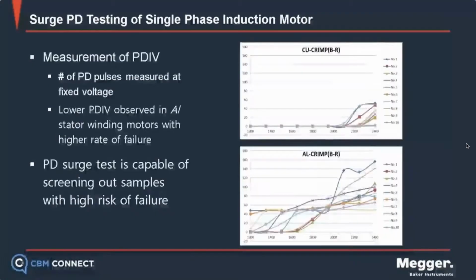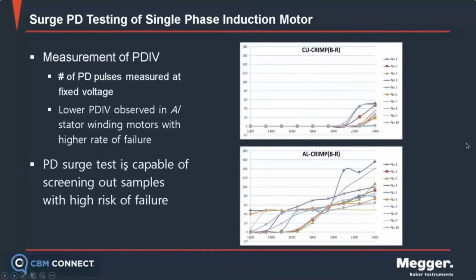So these are the results of their data. This is just an Excel graph that displays a percentage of threshold. That's what we're looking at here. The measurement of PDIV, if you remember, stands for partial discharge inception voltage, and the number of PD pulses measured at a fixed voltage. You can see, comparing the copper crimping to the aluminum crimp design, the aluminum crimp design had much higher partial discharge activity, significantly higher than that of copper.